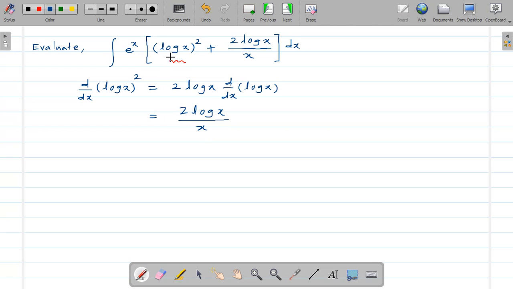So here you observe that there is a combination of f of x and f dash x. F of x plus f dash x is here. So directly by applying the result, we get the integration as e raised to x into f of x. F of x here is (log x) squared, and plus you have to write the constant. Okay, so observe this integration very carefully. Directly we get f of x and f dash x. Just check the derivative of (log x) squared.